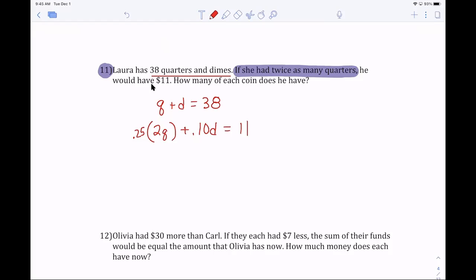Now, the $11 is referring to money. If I have 10 quarters, I don't have $10. To find out the value, you always multiply the number of quarters you have by 0.25. If I want to find out the value of the dimes, I take the number of dimes and multiply by 0.10. That gives me the money that I have, and that money adds up to $11.